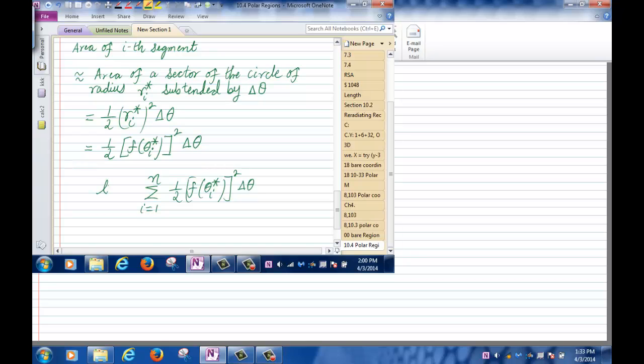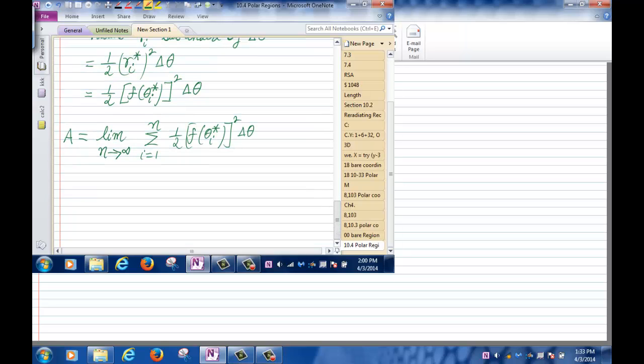So n is the number of segments I have, right? So the limit as n goes to infinity, that should be the area, okay? The area of the polar region should be given by the limit. However, that limit is what? That limit is the Riemann sum, right? But it's the Riemann sum of what function?